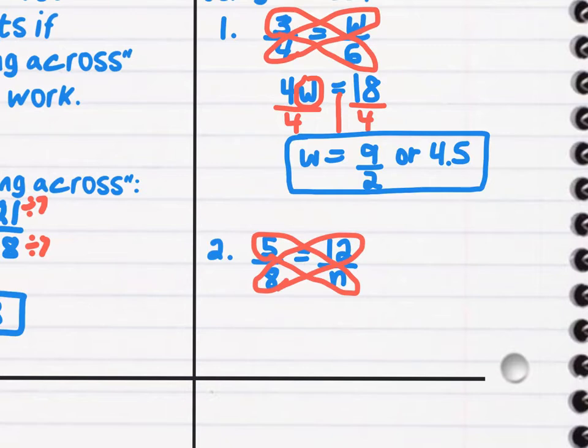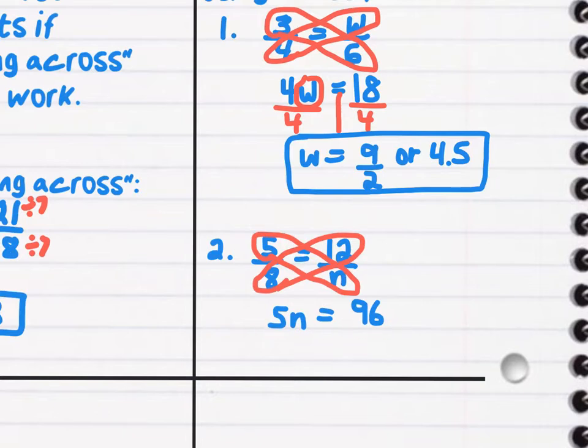I like to start with the one with the variable in it, so 5 times n. 5 times n is 5n. Then on the other diagonal, we have 8 times 12. 8 times 12 is 96. Okay, so now we just have to solve for n here.